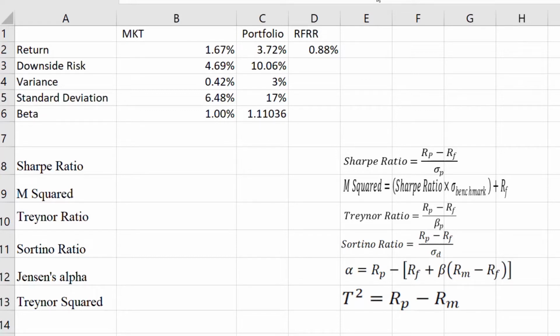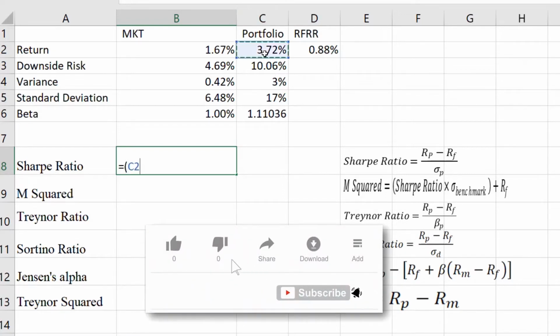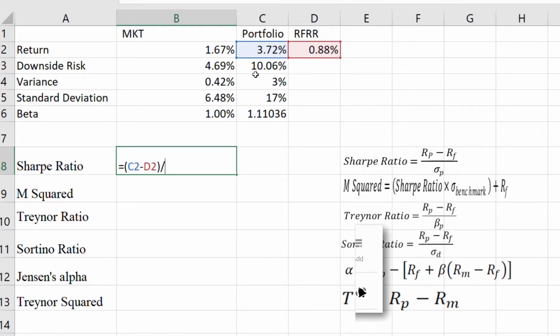Firstly, we will calculate Sharpe ratio, and Sharpe ratio is simply the difference between return on the portfolio minus risk-free rate of return divided by standard deviation of the portfolio. So equal to return on the portfolio minus risk-free rate of return divided by standard deviation of the portfolio.